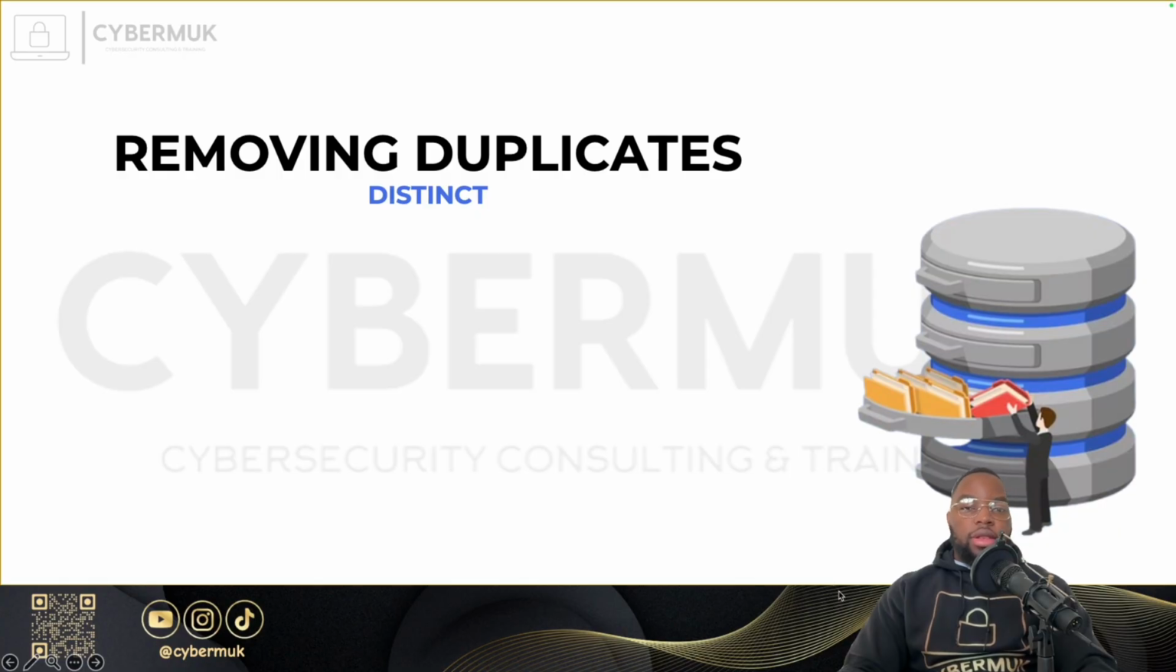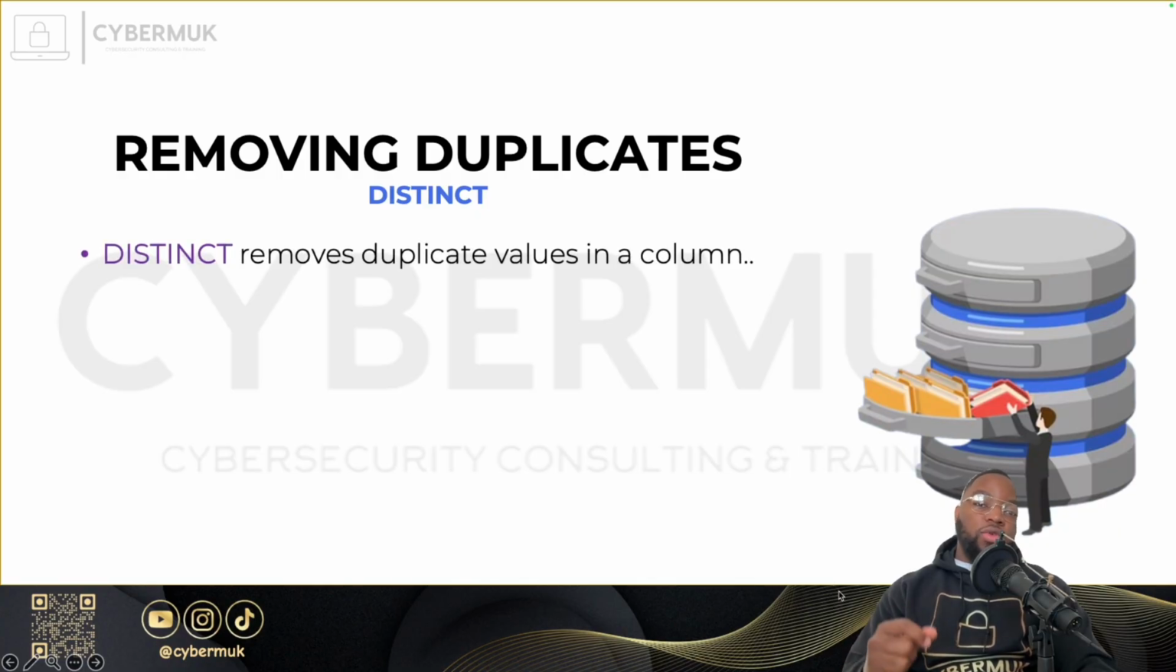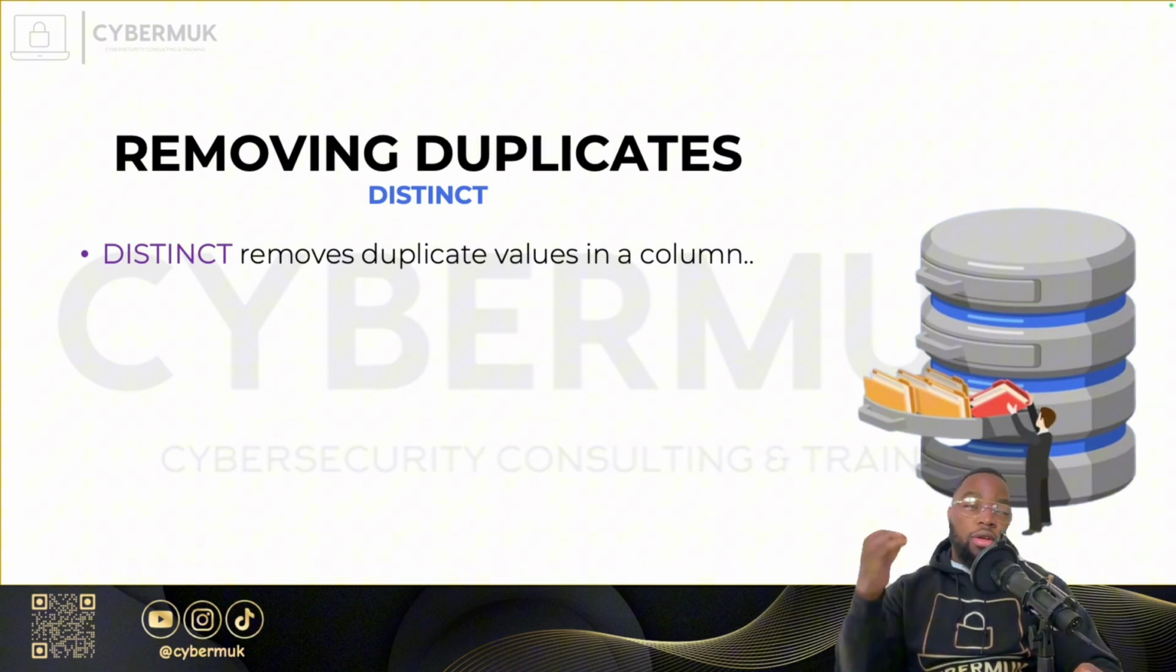The next command is the distinct command. So distinct is used to remove duplicate values in a column. Why could this be used? You can, for example, find all the unique student genders, like males or females, or all the unique job titles in the company, or all the different product categories in the store.